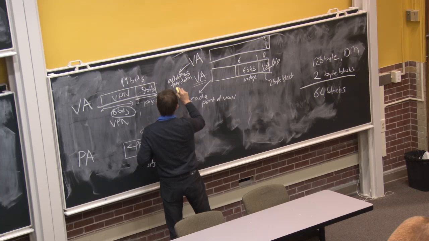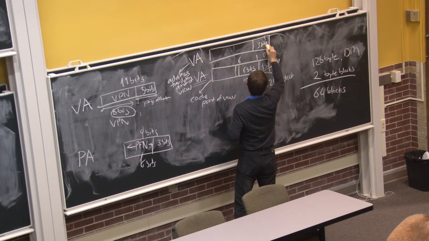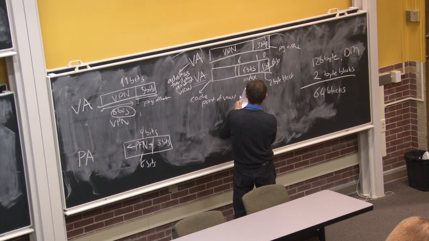It's always good to visualize when you're solving these problems. If you look at this, the virtual memory point of view says 3 bits are for the page offset, and the remaining 8 bits are for the virtual page number. And the question asks, how many bits of the virtual page number are used to index into the cache?